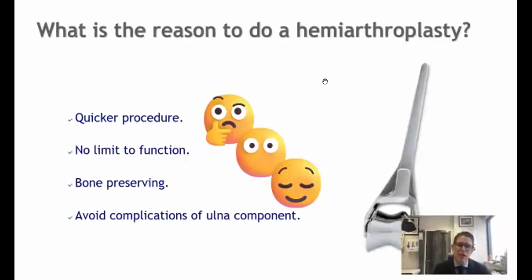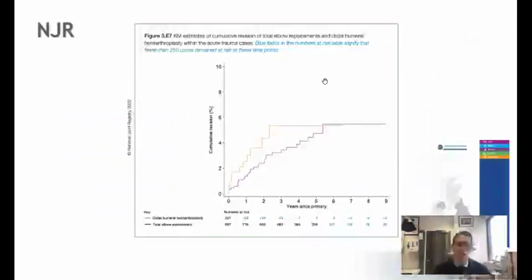It is bone preserving. I think we can definitely say that we're not running into removing bone from the ulnar side of the joint. However, we may over time see problems of bone erosion, and we can definitely say we can avoid the problems of the ulnar component. However, when we look at revision rates from the National Joint Registry, the revision rate for hemiarthroplasty is higher at 2 years compared to total elbow replacement. Now, the numbers are very small. This is probably not statistically significant, the difference that we see here, and it probably reflects a learning curve, and we may see this change over time, but it does give pause for thought. Are we doing our patients a service by switching to hemiarthroplasty over total elbow replacements or not?